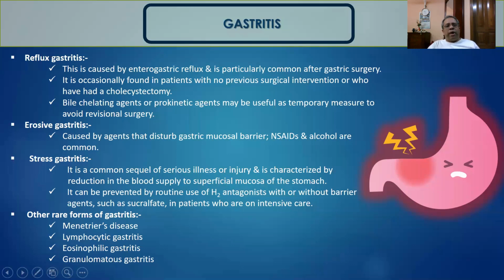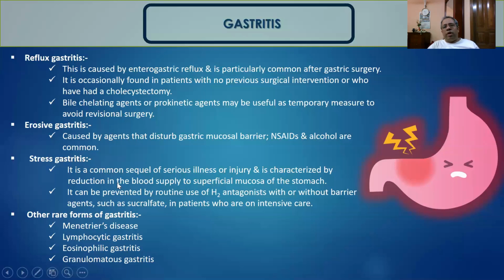Erosive gastritis is caused by agents that disturb the gastric mucosal barrier, like NSAIDs or alcohol. So the mucosa is exposed to the acid, causing ulceration, which is called erosive gastritis.